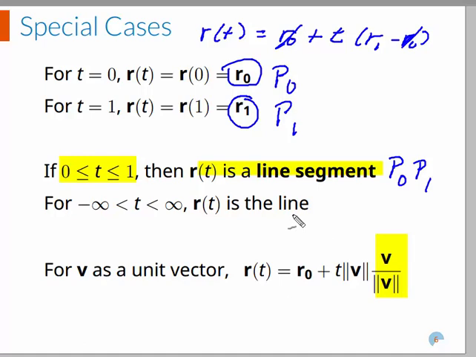And you can think of this form as the path of an object. So here is a starting point. This is the speed. And this is the direction.